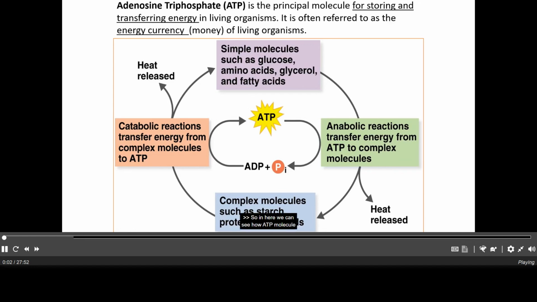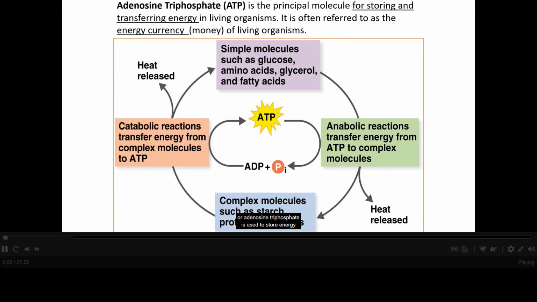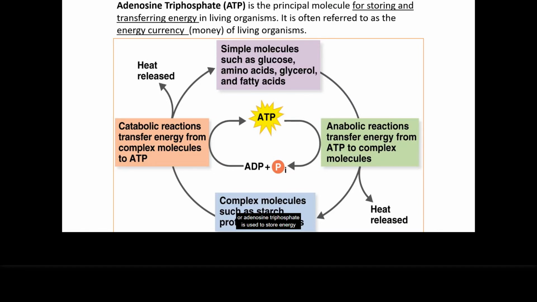So in here, we can see how the ATP molecule, or adenosine triphosphate, is used to store energy in the living organism. ATP molecules are usually referred to as the currency or money in the living organism. So we will start with catabolic reactions.